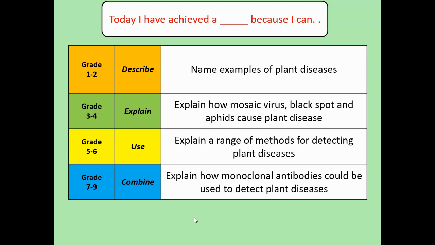Okay, as always, time to write your today I achieved sentence. Can you please write, today I have achieved a describe, explain, use, or combine because I can. It's important that you actually write because I can and say why. What I'd like you to write after this is either name examples of plant disease, explain how mosaic virus, black spot, and aphids cause plant disease, explain a range of methods for detecting plant disease, or explain how monoclonal antibodies could be used to detect plant disease.